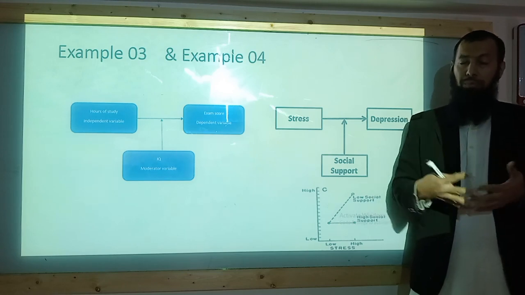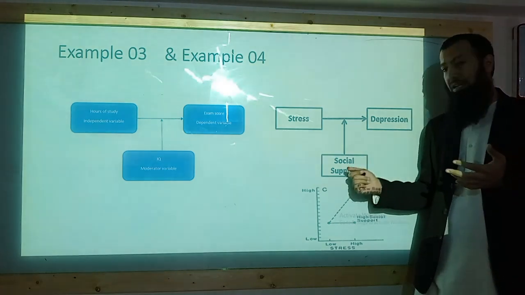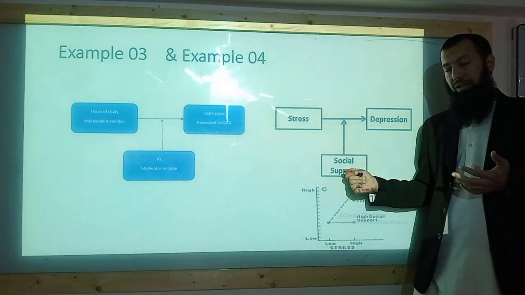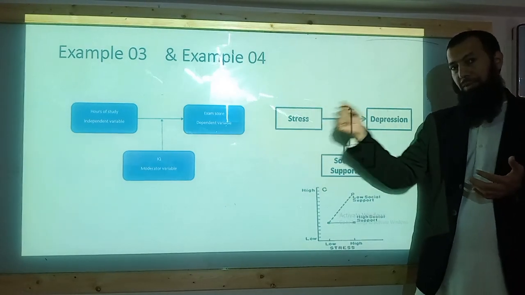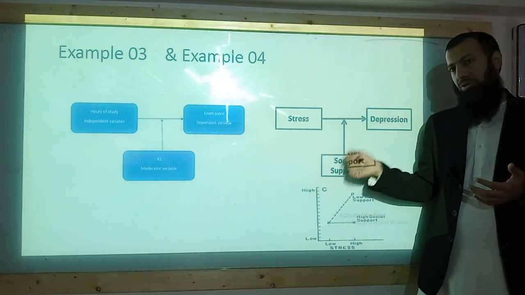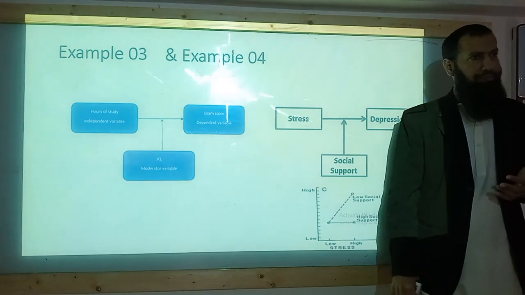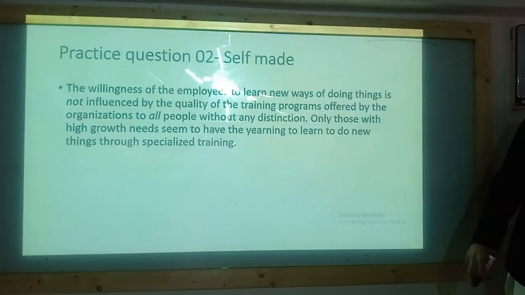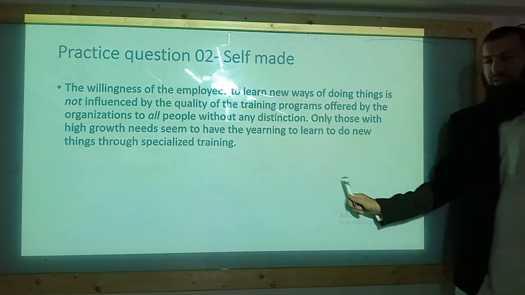So this is called social support. Social support has a critical impact on the existing relationship between stress and depression. So there is no depression when there is social support. Got it? Okay, let's do an example. Hurry up. Solve this example.